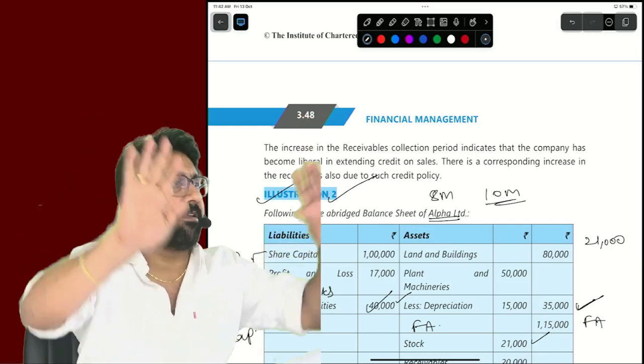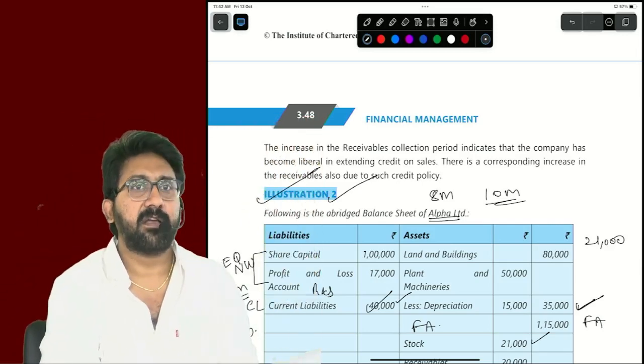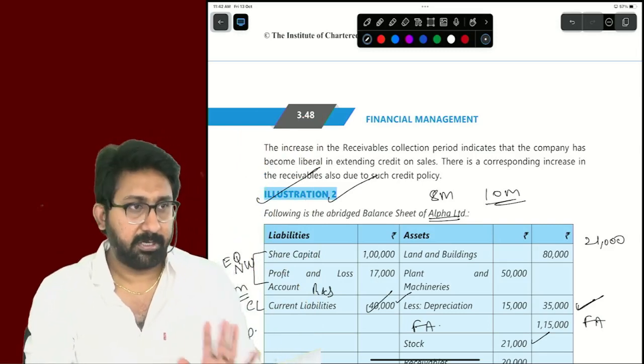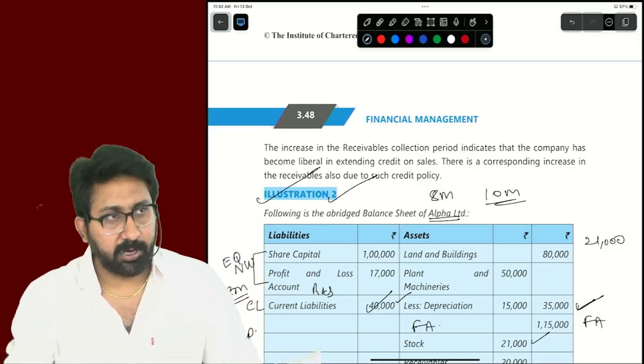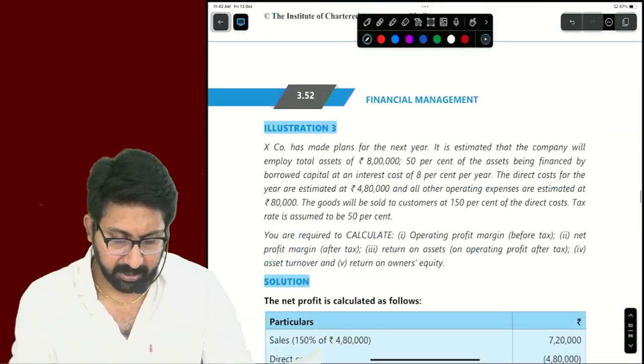First point, everyone. From the ratios we calculated at the basic stage, the problems are coming on the same ratios or not. That's all. If you properly understand the introduction to this chapter, you can do and solve the problems. Next, come to illustration number 3.